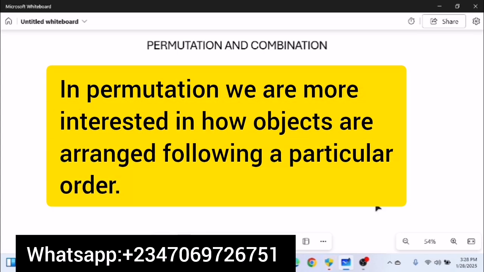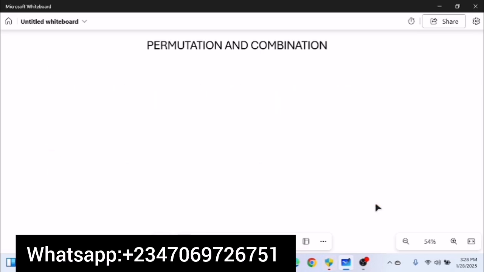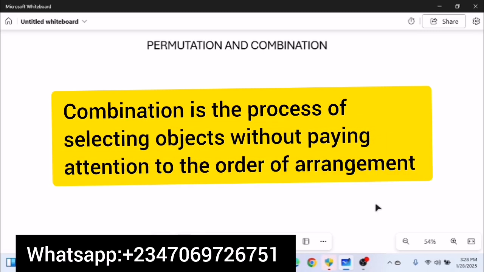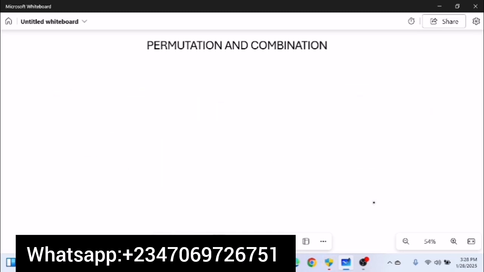So we said that in permutation, we are more interested in how objects are arranged following an orderly manner. But if you're interested in how objects are being selected without paying attention to order, you talk about combination. So combination is simply the process of selecting objects without paying attention to the order of arrangement. So for instance, let's say we want to select r objects from n. Then this is called combination, and it is symbolized as n combination r.